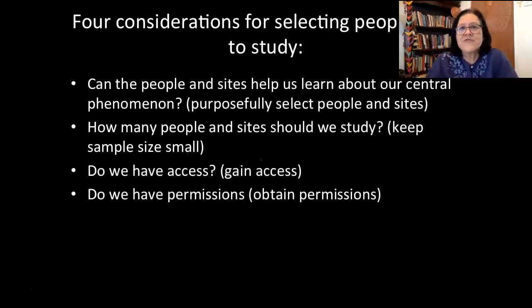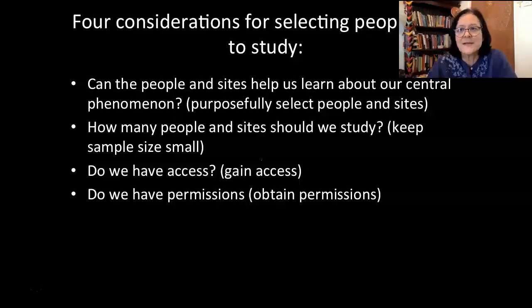There are 4 considerations for selecting people or sites to study. So the first one is, can the people and sites help us learn about a central phenomenon? Okay, so this is your object of research. How many people and sites should we study? So I would advise you to keep your sample size small. Keep it small and keep it manageable. Don't try to do too much, not for your Lean project.